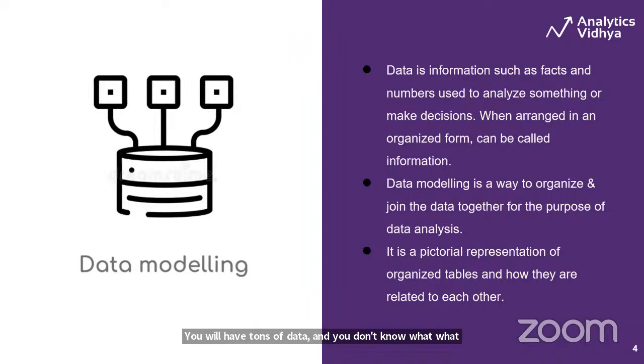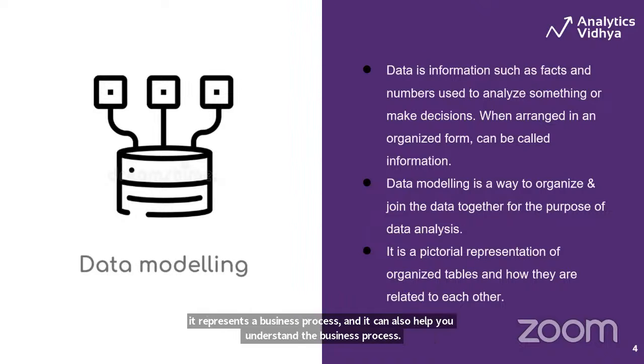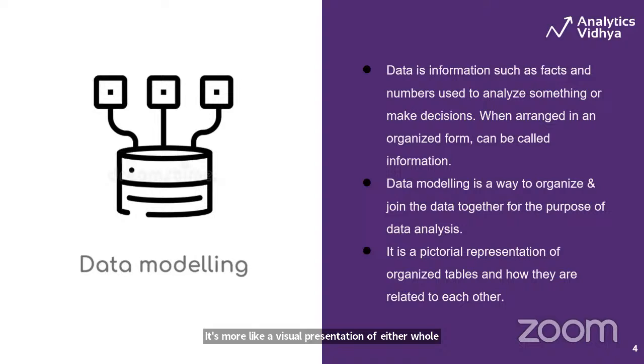You need to have organized tables, and you need to define how each and every table is related to each other. Now, what does the data model do? It provides a structure to the information in the system. It represents a business process, and it can also help you understand the business process. It's more like a visual presentation of either the whole information or parts of it. It is built according to the business scenario.